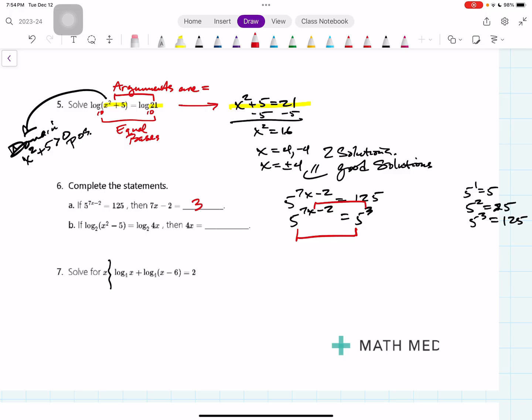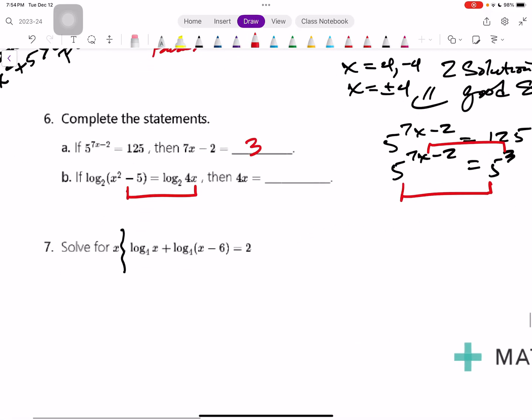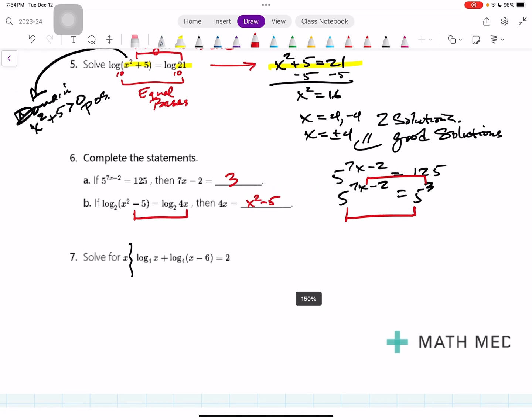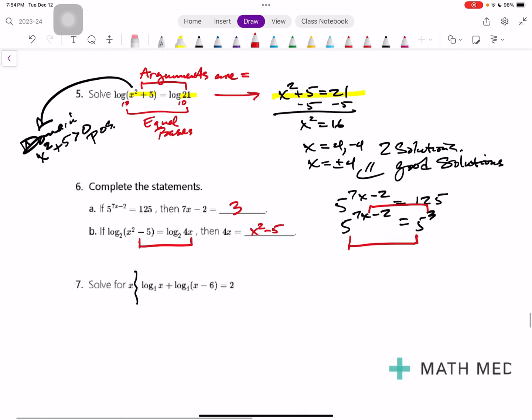Okay? Now the other one says, hey, guess what? If you have two equal logs, the arguments are equal. So that means 4x is equal to x squared minus 5. Okay, it just says complete the statement. It doesn't say solve the equation. If we wanted to solve for x, we'd have to continue. This just tests to see if you know the one-to-one property.